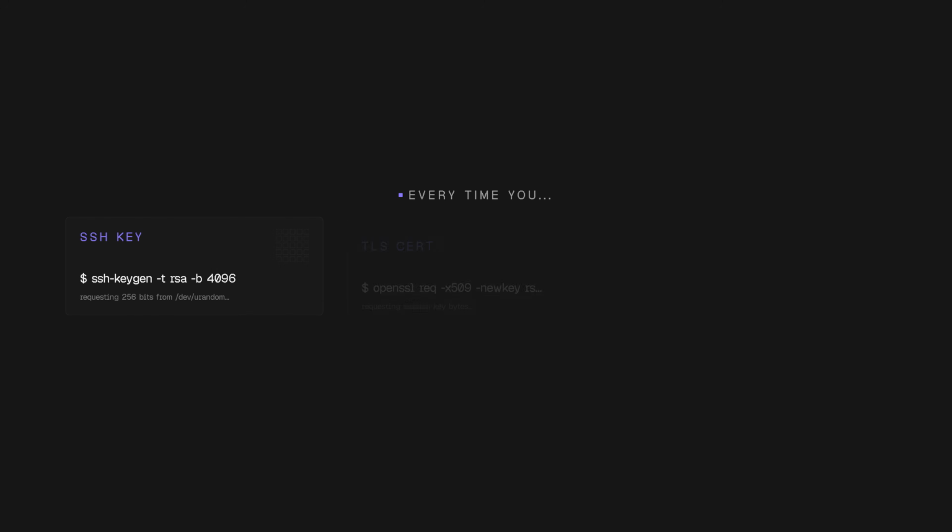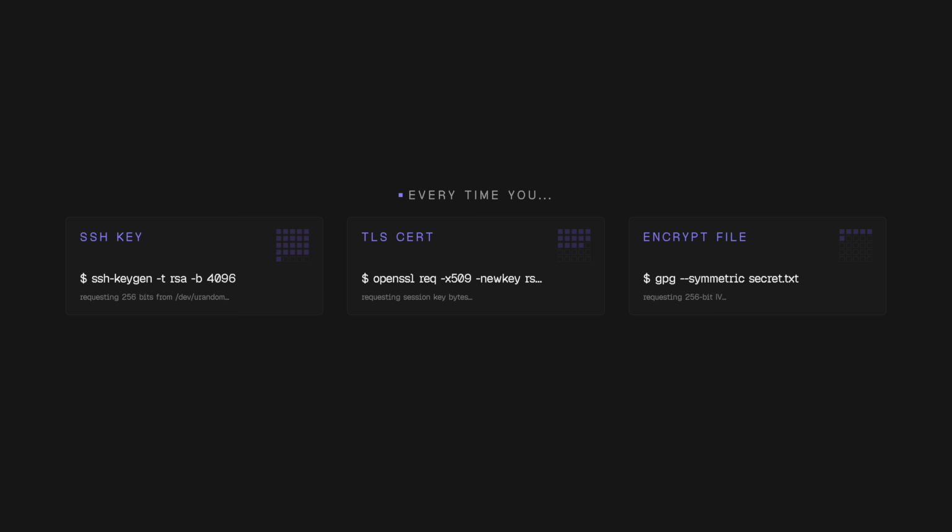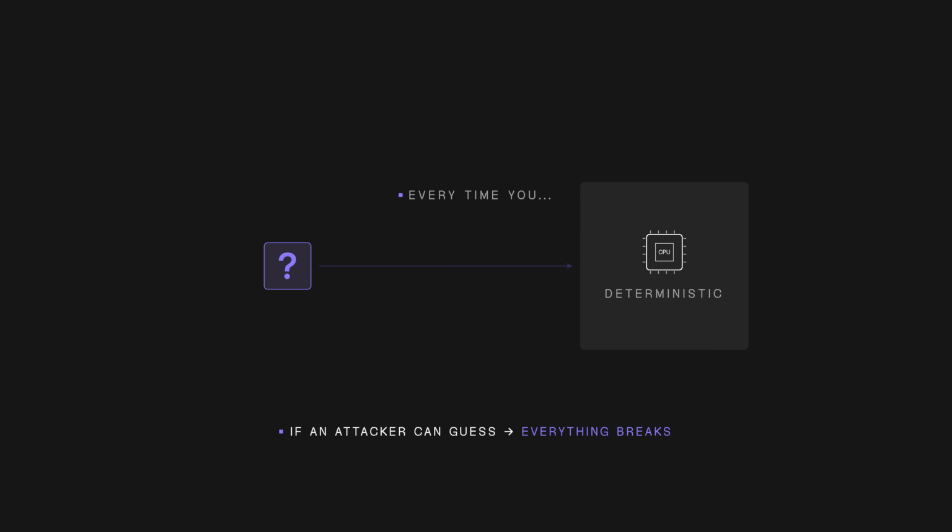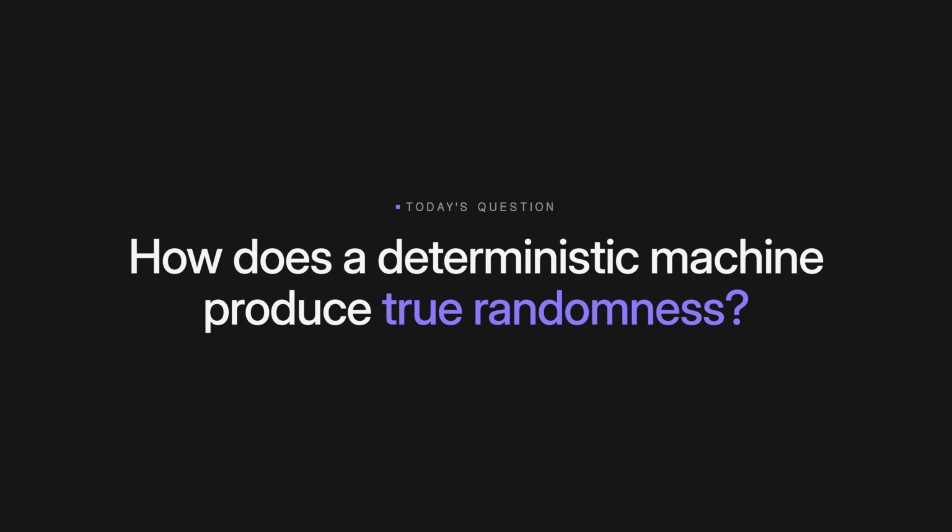Every time you generate an SSH key, create a TLS certificate, or encrypt a file, something strange has to happen. Your computer, a machine that does nothing but execute deterministic instructions, needs to produce a number that nobody, not even itself, could have predicted. If an attacker can guess that number, your encryption is worthless. The entire security of the internet rests on a problem that shouldn't even be solvable on a deterministic machine. So, how does a computer produce something truly unpredictable?